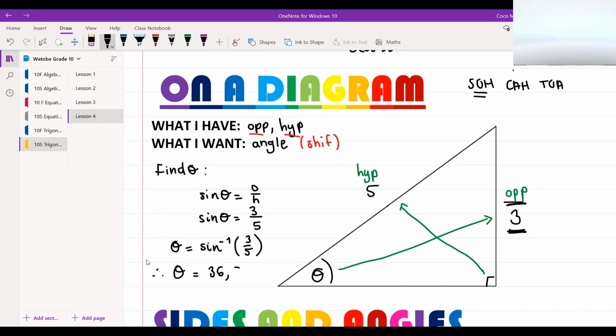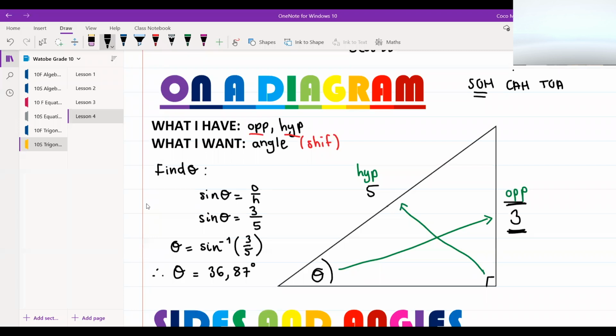Okay, good. Yes, that's what I want. 36.87. But I'm calculating for an angle. So what should my answer be in? What's the unit for an angle? 36.87 what? Look in the chat. Everybody's helping. Degrees. Yes, degrees. Angles are measured in degrees. Do not forget. Okay, 36.87 degrees.